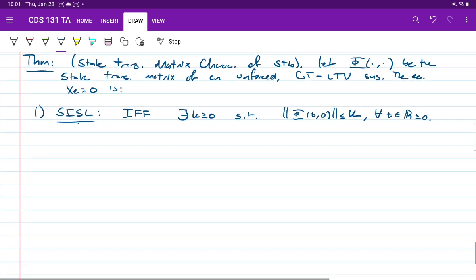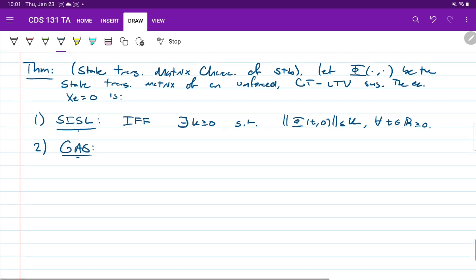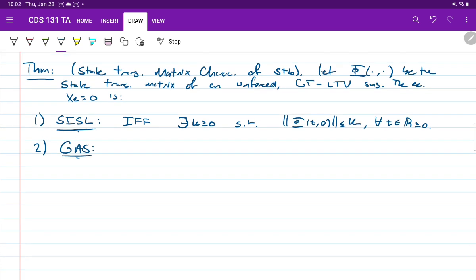All right, so second, we have a characterization of global asymptotic stability in terms of the state transition matrix. It says that the equilibrium xe equals 0 is globally asymptotically stable if and only if the limit as t goes to infinity of phi of t comma 0 equals 0, okay? All right, fantastic. So how are we going to prove this?